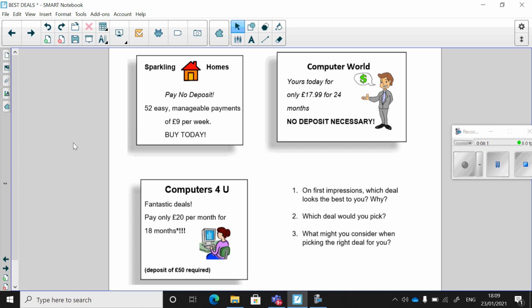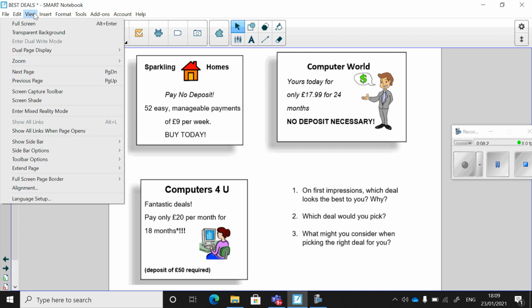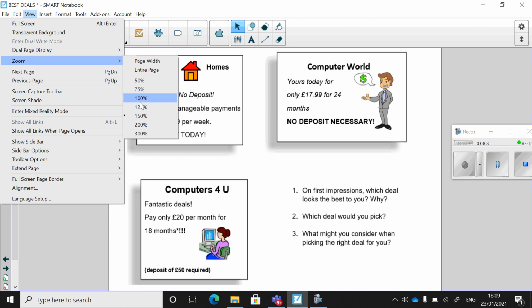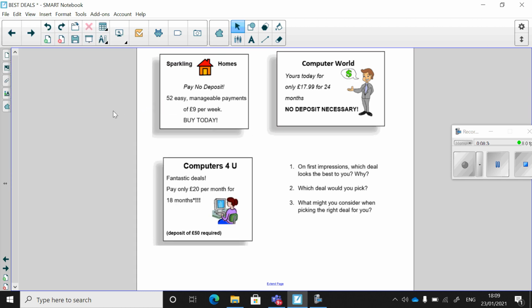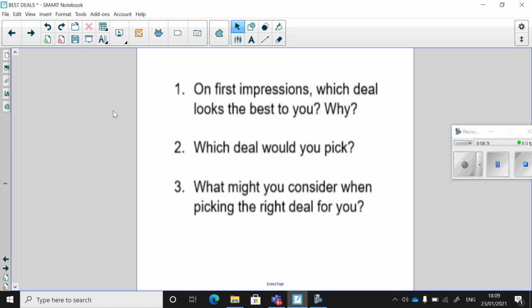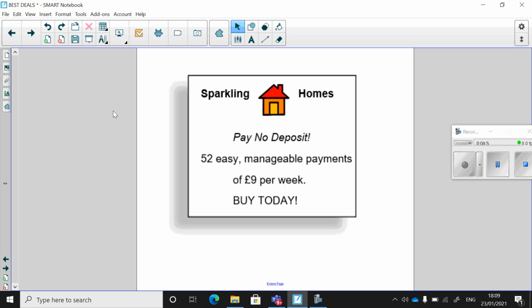Right, so there's 3 deals here. So you have a little think about which one is right for you. So, let's move on. Hopefully you've taken on board all the prices, the details of the deals, and like it says, which one is best for you.